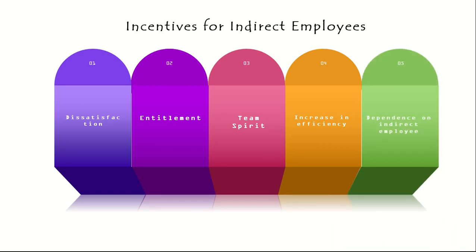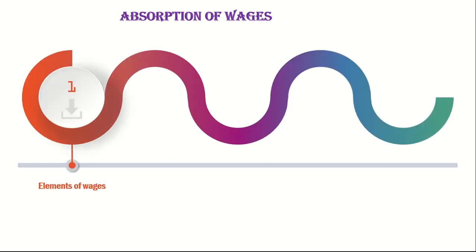Absorption of wages. In common parlance, wages represents monetary payment which an employee receives at regular intervals. It also includes non-monetary benefits such as 1. Medical facilities. 2. Educational and training facilities. 3. Recreational and sports facilities. 4. Housing and social welfare, and 5. Cost of subsidized canteen and cooperative societies.